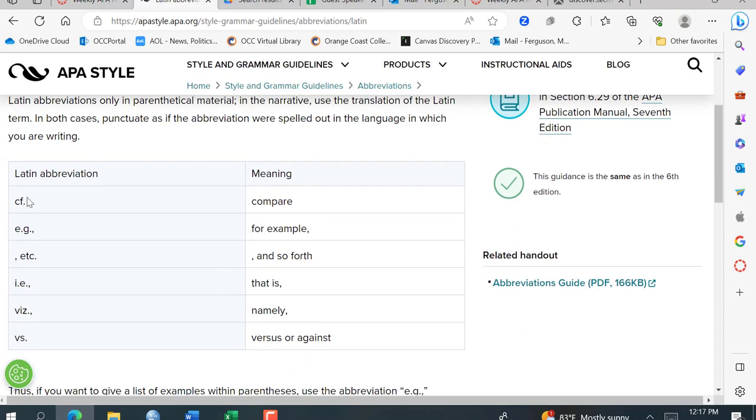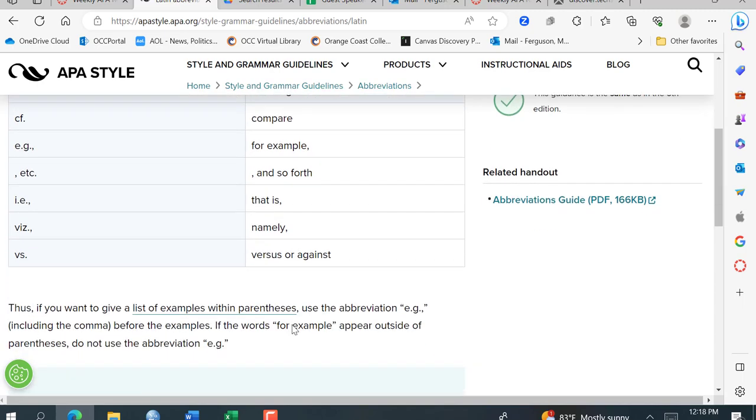So here you'll notice that these are all Latin abbreviations that you may or may not be familiar with. For example, etc., that is, and versus. Versus is probably the one that students use the most, as well as etc. This is what they mean. Now, for APA style, you only use these Latin abbreviations if what you're saying is in parentheses. If it's within the sentence, you have to write it out.